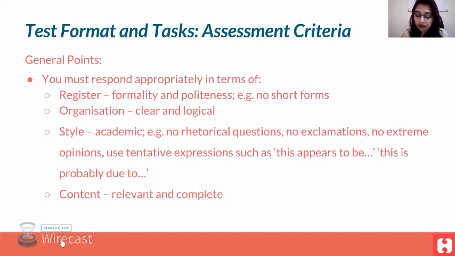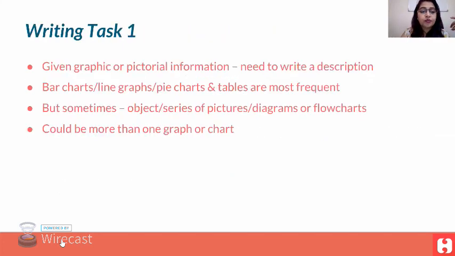Okay, moving on to the next part. Given graphic or pictorial information, you need to write a description. Now you have to describe a picture. If there's a picture or a graph given and the question says you need to describe it, make sure that you are using apt words. The three words that need to be banned in this section are I, me, and we. There is no point in using I, me, and we, because there is no personalized opinion or conclusion required in this particular section. So make sure it is always based on facts.